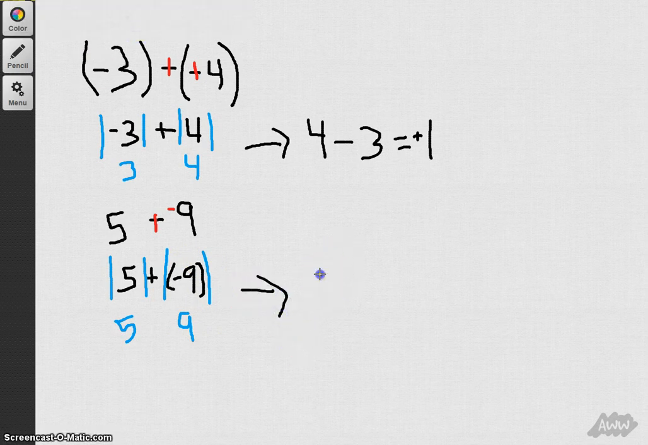So I take the larger of the absolute values, which is 9, I subtract away 5. That answer is 4. Then I need to determine my sign. I look again at the absolute values, 9 is larger, its original was negative, therefore this is a negative 4.